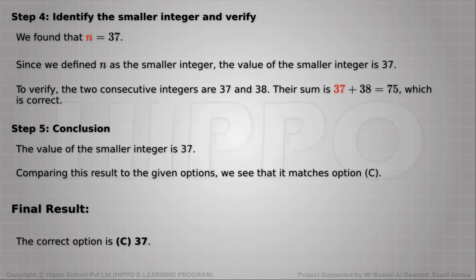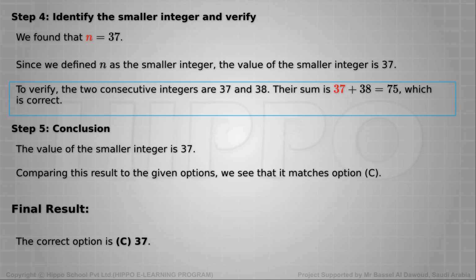But let's not rush to the answer just yet. In step 4, we must always check two things. What does n represent, and have we answered the question? We defined n as the smaller integer at the very beginning. The question asks for the value of the smaller integer. So our answer is 37.